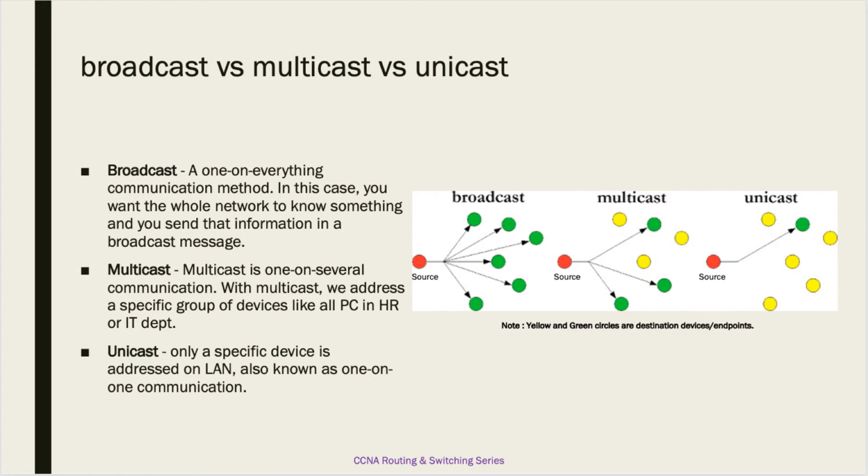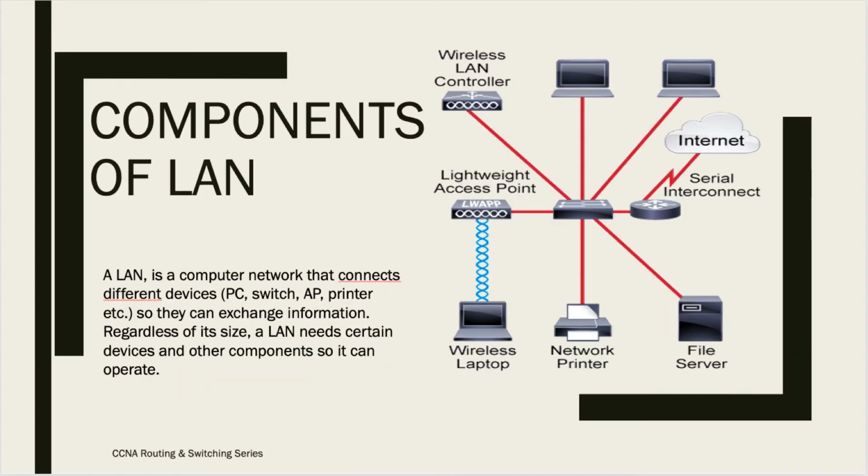Now we just learned what a LAN is, what the different duplex methods are, and some other things. There are a lot of components that really make up a LAN, regardless of its size, whether it's a smaller LAN or a large one. A LAN is a computer network that connects different devices. The devices could be PCs, laptops, switches, access points, printers, smart TVs, cell phones, everything. The main idea is so they can exchange information.